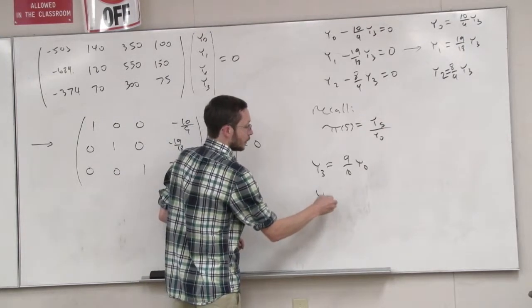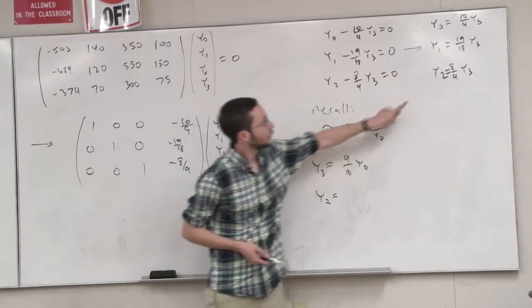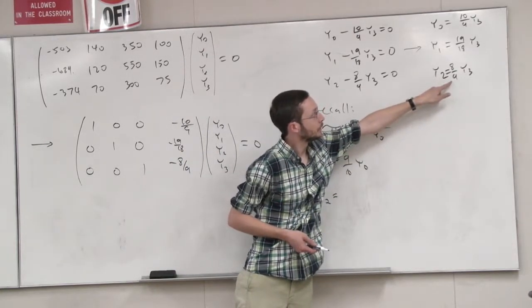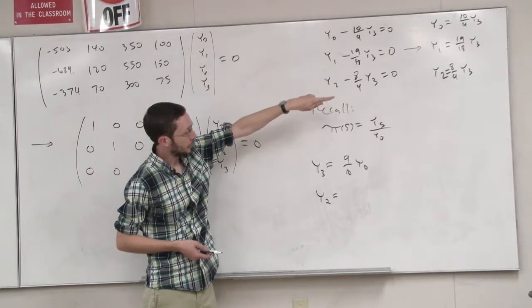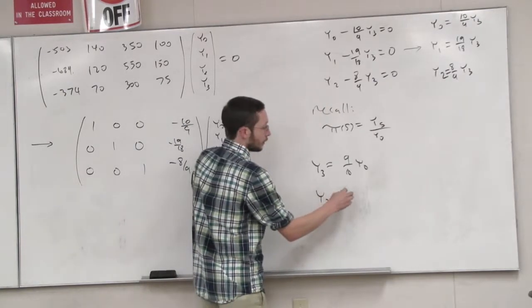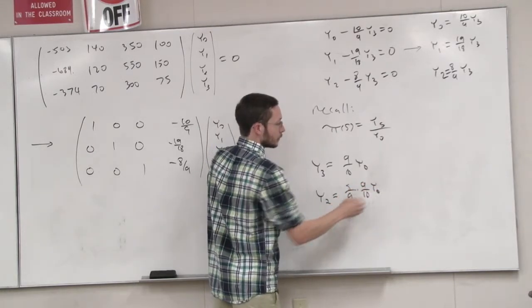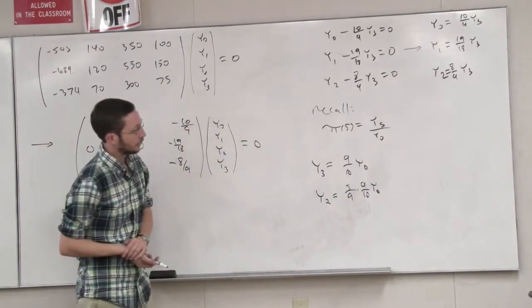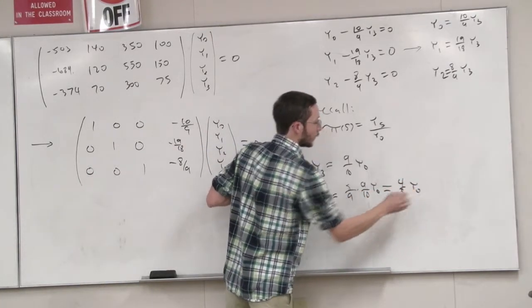And from this, if y3 is 9/10, we can plug that into y2, right? y2 then becomes 8/9 times 9/10, which is 4/5. Why not?